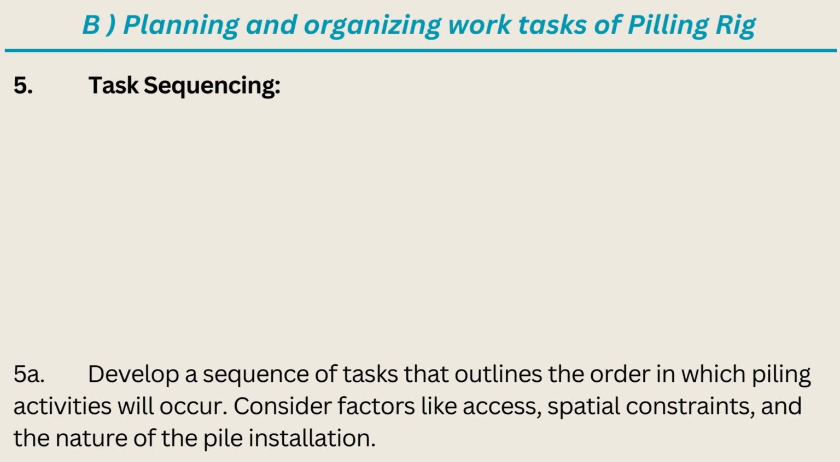5. Task sequencing. 5A. Develop a sequence of tasks that outlines the order in which piling activities will occur. Consider factors like access, spatial constraints, and the nature of the pile installation.